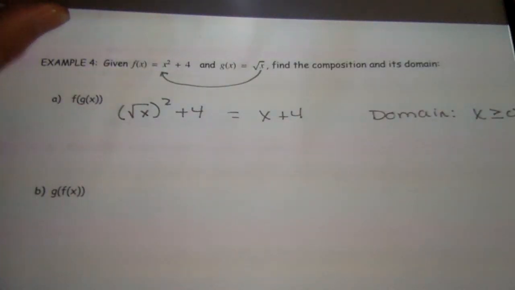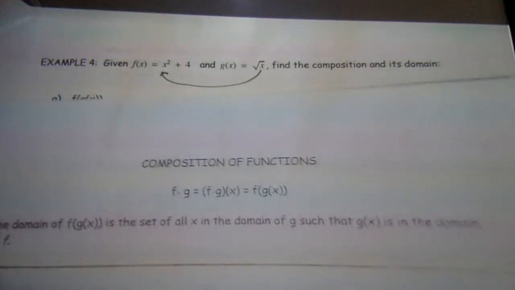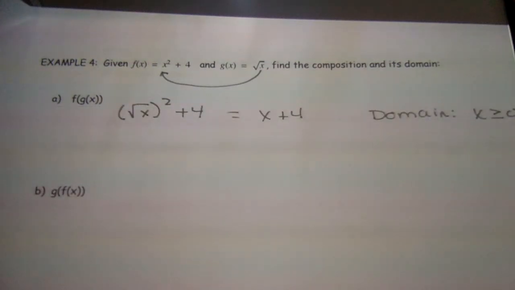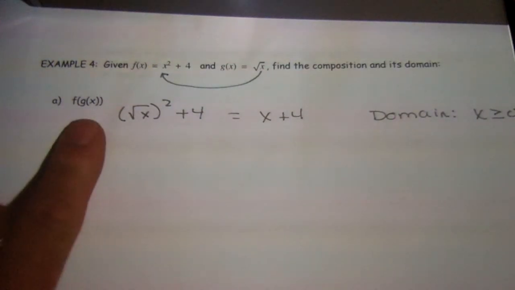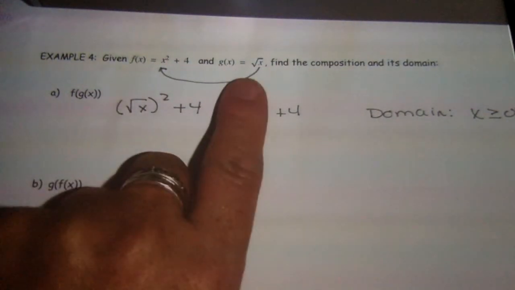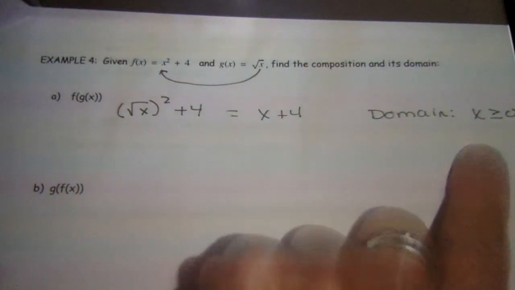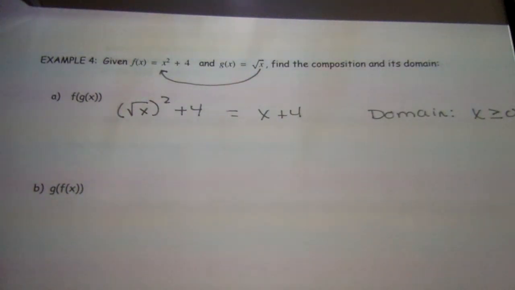And then I didn't talk about this, but the domain of f of g of x is a set of all x in the domain of g, such that g of x is in the domain of f. So our domain is going to be what our g of x domain is. And in this case, g of x is square root of x. So x has to be greater than or equal to 0 because I can't square root a negative number.